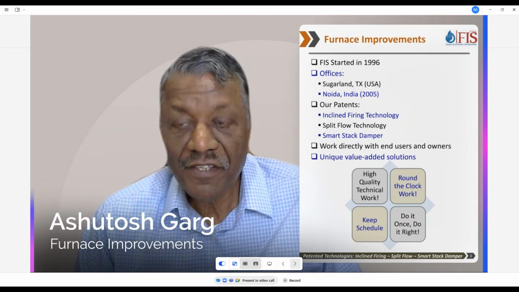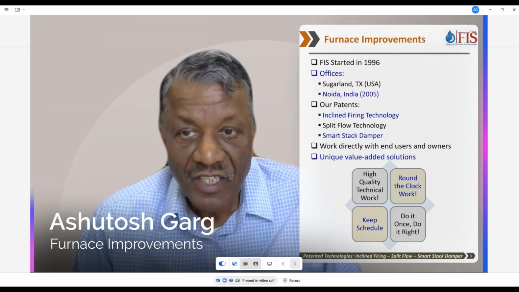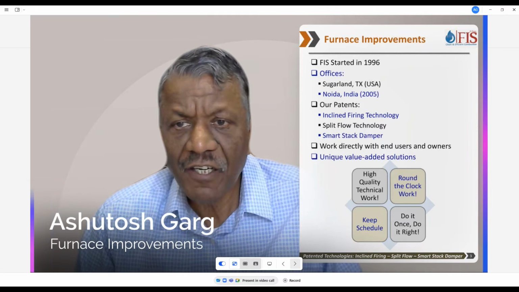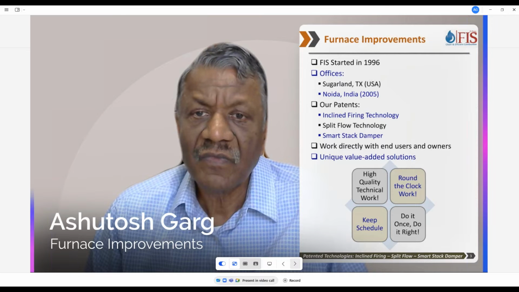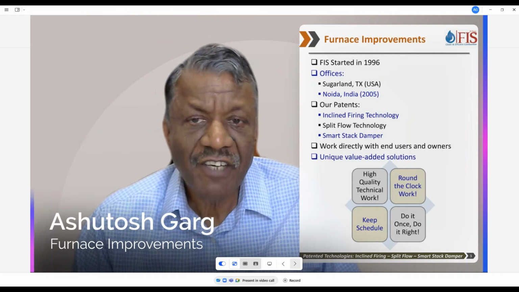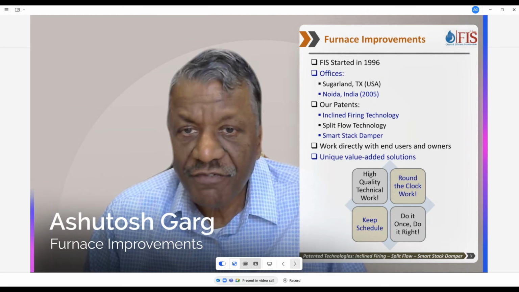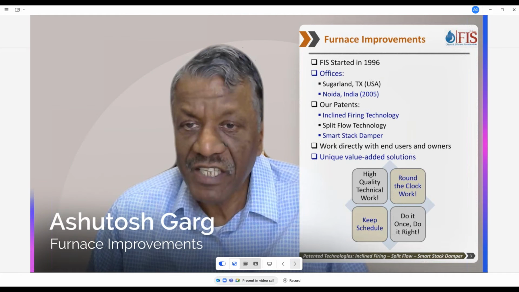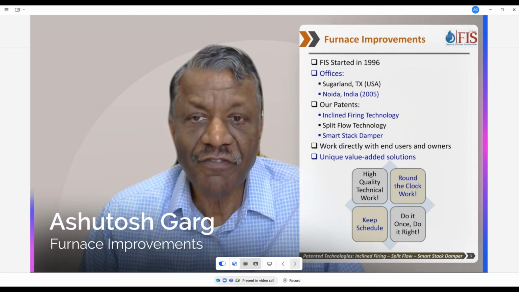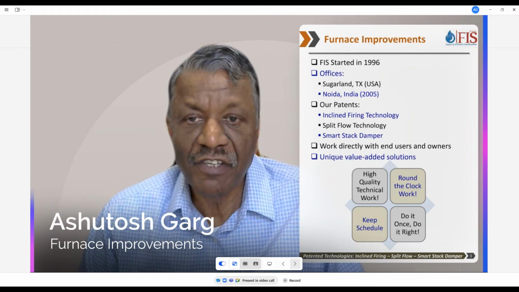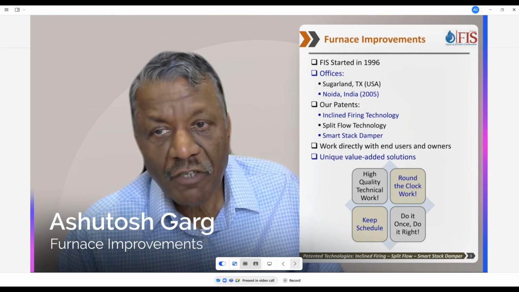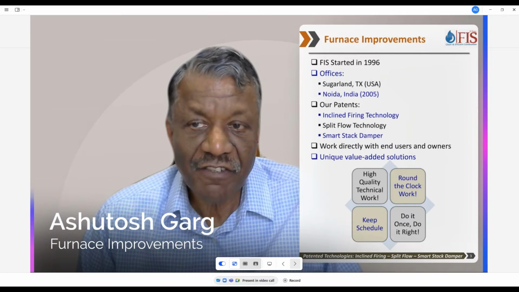90% of our business is fixing heaters. In 2005, when we opened an office in India, we had only 4 people, but now we have grown it to about 35 people. In 2014, we started doing CFD. First, we set up an office in Pune, and last year we merged it into our Noida office for better coordination. There are 2 things I want to talk about that differentiate us from other companies.